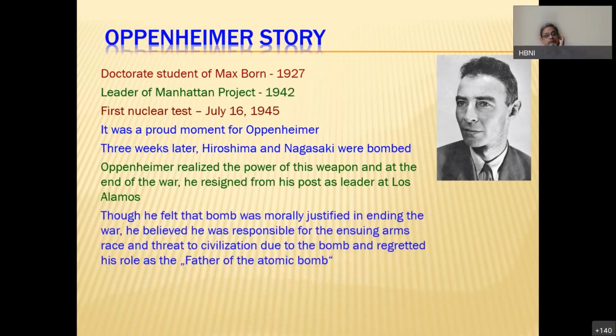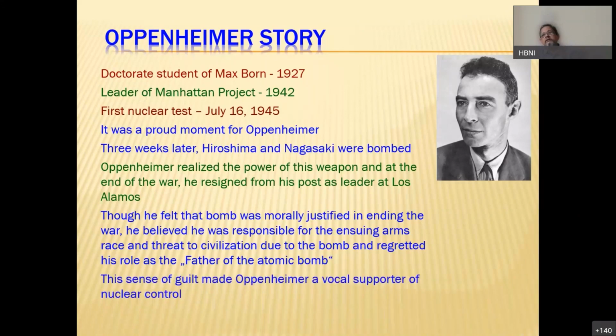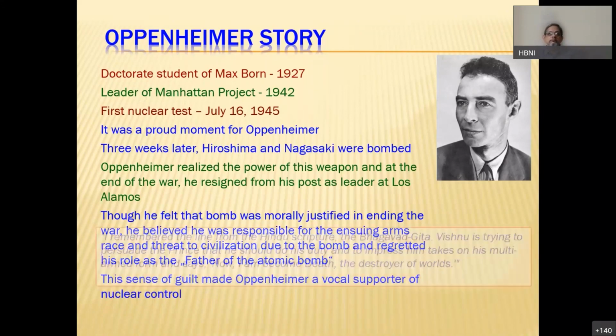So though he felt at that point of time the bomb was really morally justified in ending the World War, he believed that he was responsible for the ensuing arms race which followed and the threat to civilization due to the bomb. And he really regretted his role, being termed as the father of the atomic bomb. And this sense of guilt actually made him a very vocal supporter of nuclear control.